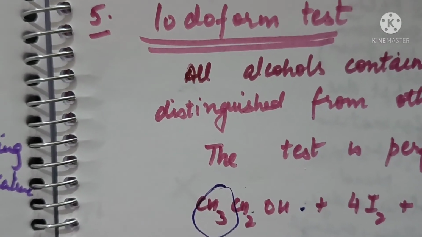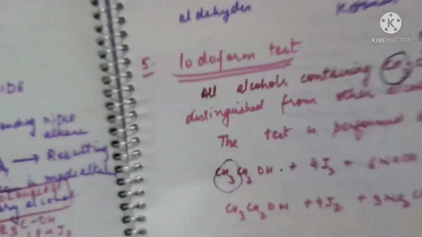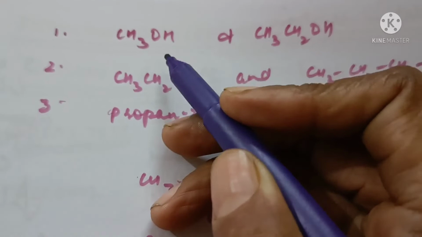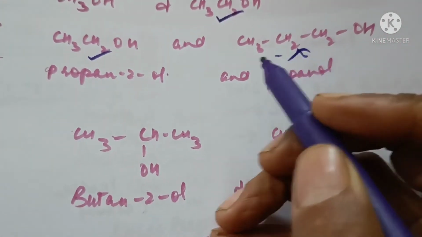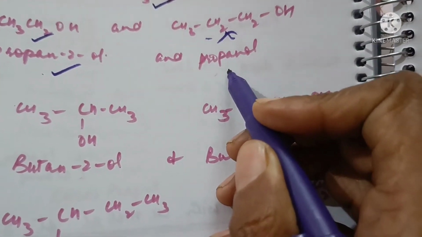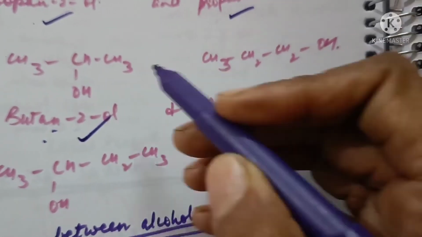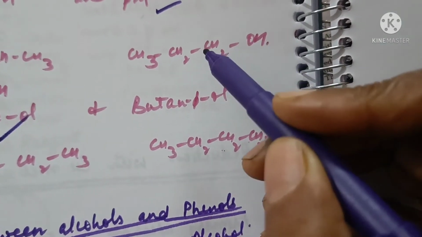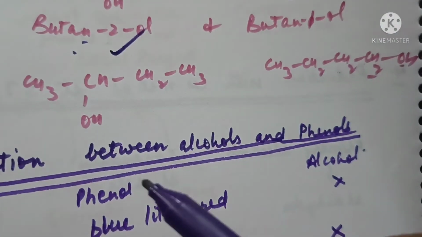Thus these tests can be used to differentiate between compounds like methanol and ethanol. Methanol will not give iodoform test, ethanol will give. Ethanol will give, propanol will not give. Propan-2-ol will give, but propan-1-ol will not give. Butan-2-ol will give, it contains this group, and butan-1-ol will not give because at alpha there is not a methyl group, there is a methylene group attached.